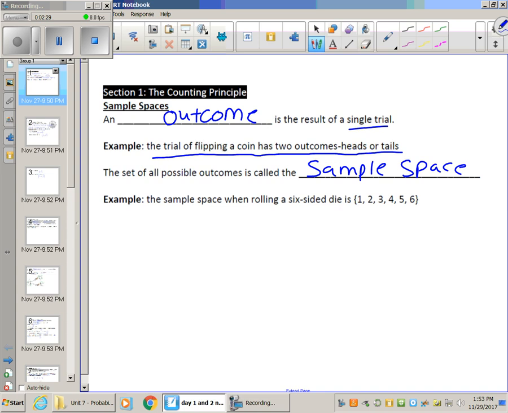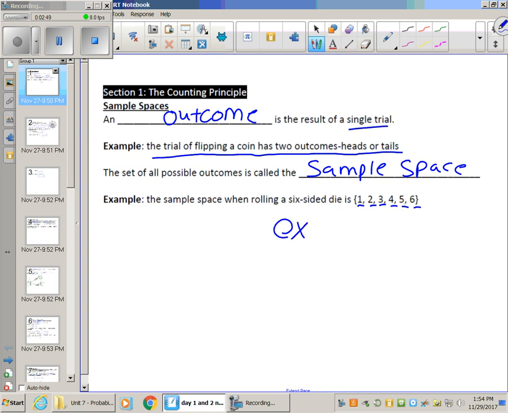Another example is rolling a six-sided die. We have 6 possible outcomes. It could either be 1, 2, 3, 4, 5, or 6. The sample space is all those numbers. Now, with sample space, if you have more than one of the same thing in the sample space, we only list it once. Let me give you an example.